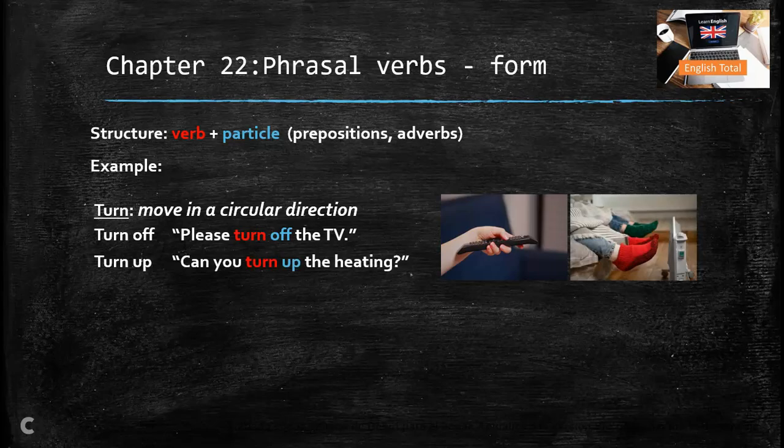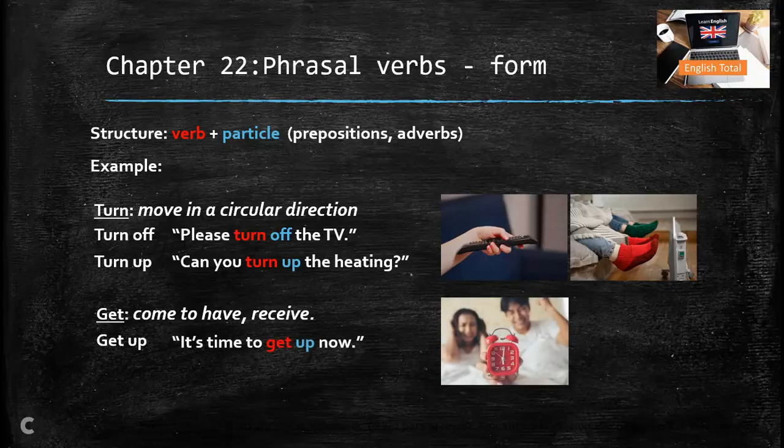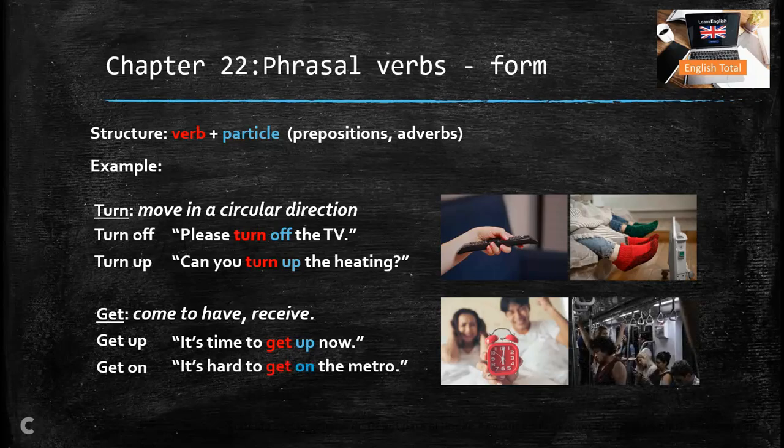Another example is the verb get, one of the most used verbs in English, which basically means to receive. You can use get plus the preposition up to mean to rise from bed. For instance, It's time to get up now. You can also use get with the preposition on, which means to board. It's hard to get on the metro.